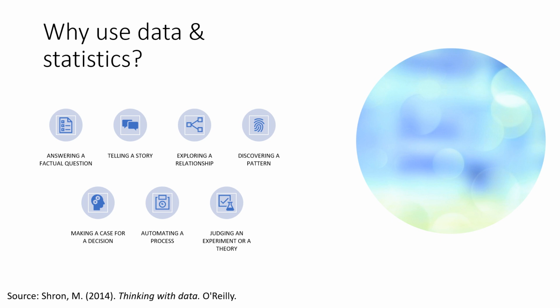You can use data and statistics to explore relationships between two or more concepts or ideas, or for discovering patterns in information. You can use data algorithms to automate a process so that you can process more data. Data and statistics can also be used to make a case for a decision, or for critiquing an experiment or theory. Data and statistics are powerful types of information that can be used in a myriad of ways.